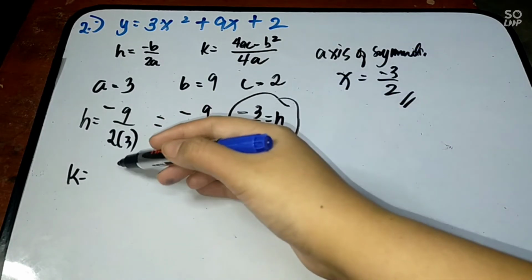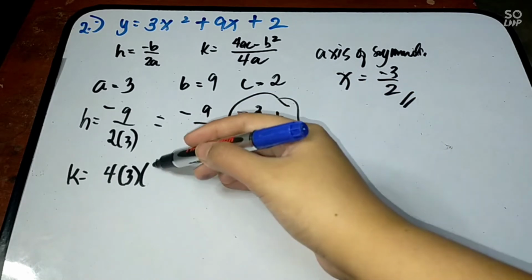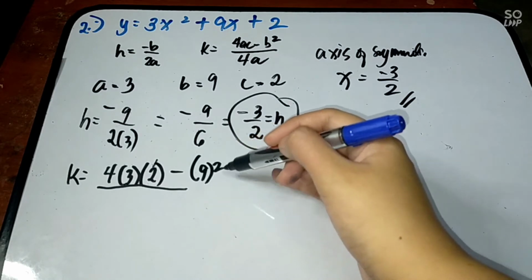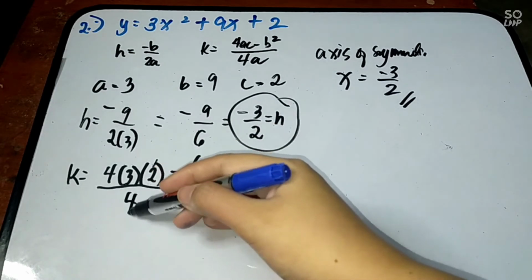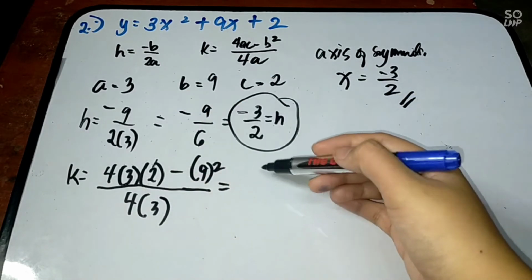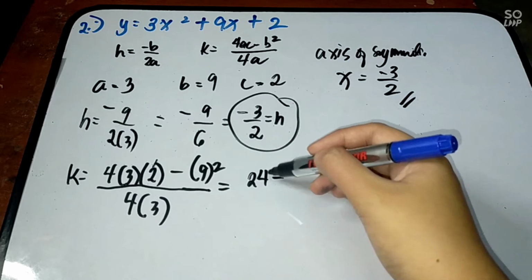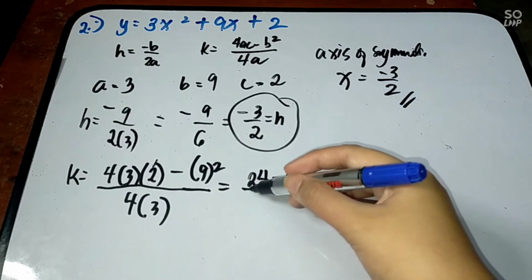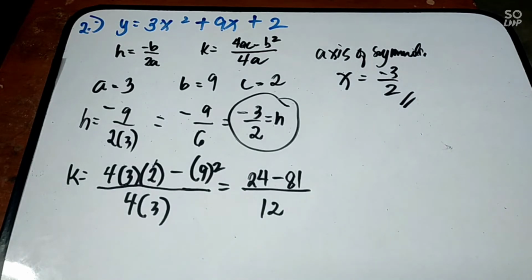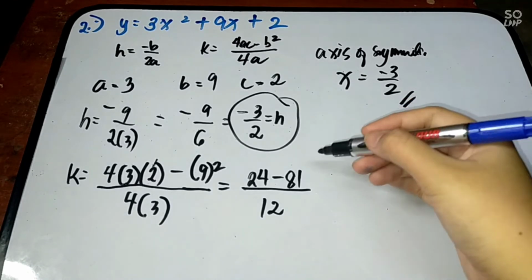Next tayo, let us have for your k. It is equal to 4 times. Ang a natin, we have 3. Ang c natin, we have positive 2. Then, minus. Ang b natin, we have here 9. Then, squared. Over 4 multiply. Ang a natin, we have positive 3. Substitution lang. Then, just simplify. 4 times 3 times 2, we have here 12 times 2, 24. Minus 9 squared, we have here 81. Then, over 4 times 3, the answer is 12. Afterwards, we are going to subtract 24 minus 81. The answer is negative 57.